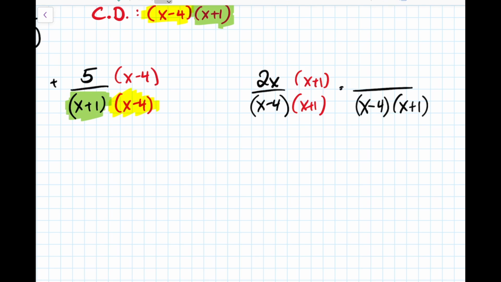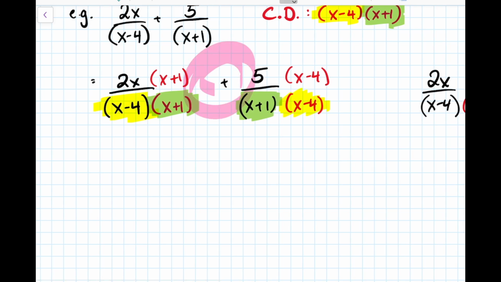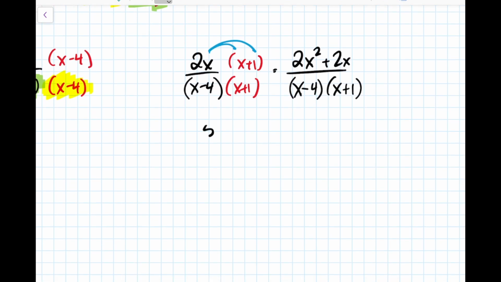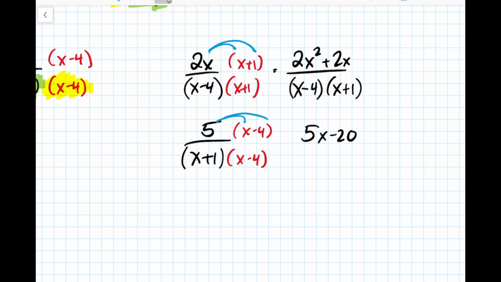But we do want to multiply out the numerator, because remember the whole goal is that we are doing addition. So if we're going to be able to add these, we need to be able to get like terms and put them together. So we're going to multiply out the numerators, which in this case means we're going to have to distribute. And we're going to get 2x squared plus 2x. We're going to do the same thing with the other fraction, so our 5 over x plus 1. That's going to get multiplied by x minus 4. And so if we distribute there, we're going to get 5x minus 20, also over x minus 4 and x plus 1.